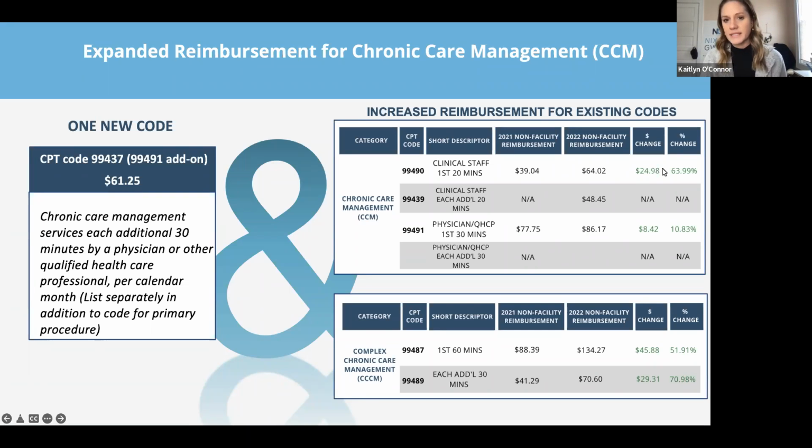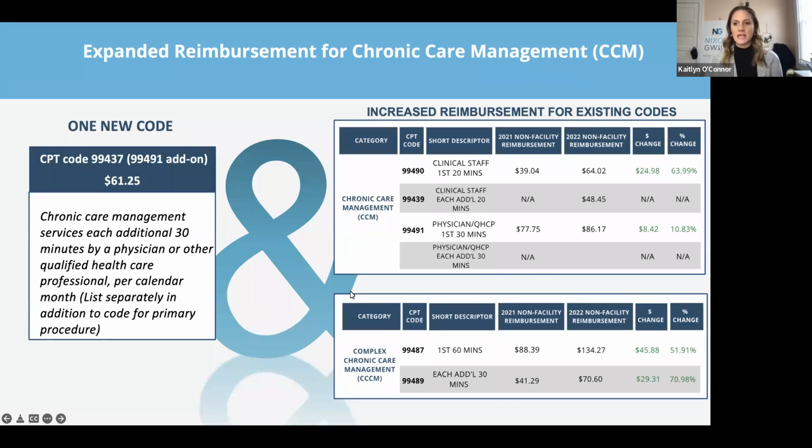As you can see on the right side of the screen, 99490, which is a CCM code that's used pretty commonly, actually increased by almost 64% in reimbursement, $25 per billing of 99490. And then the rest increased as well. Almost 11% with 99491, almost 52% for 99487, and then almost 71% for 99489, complex chronic care management.